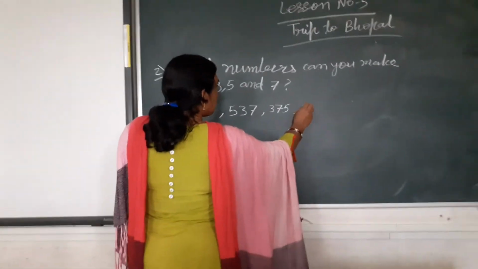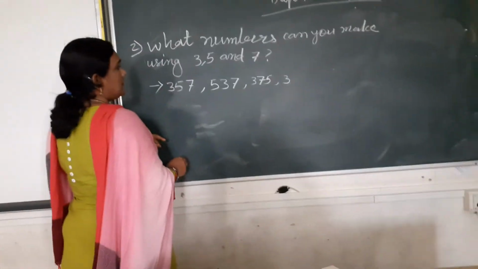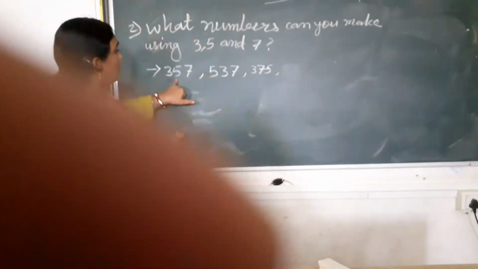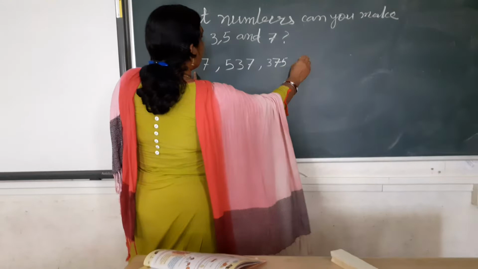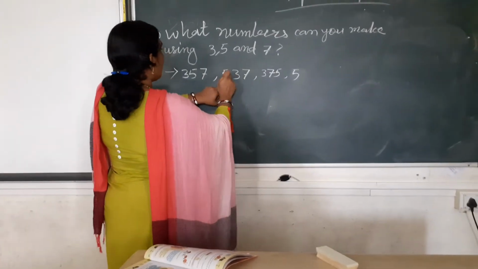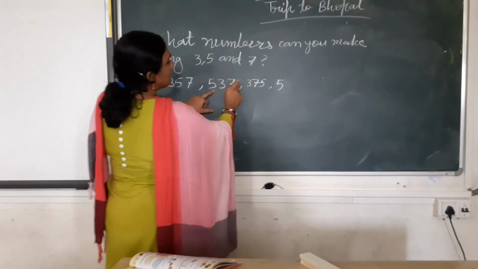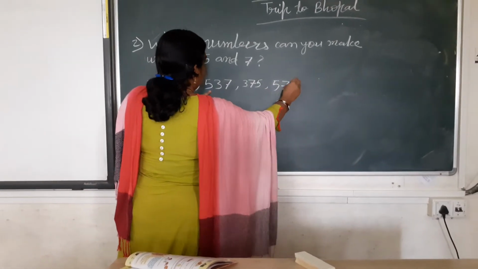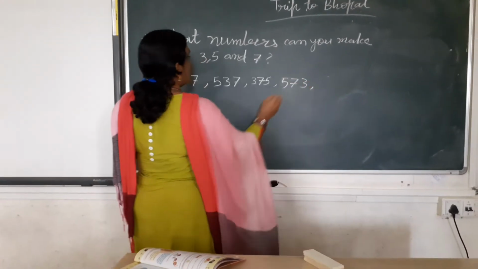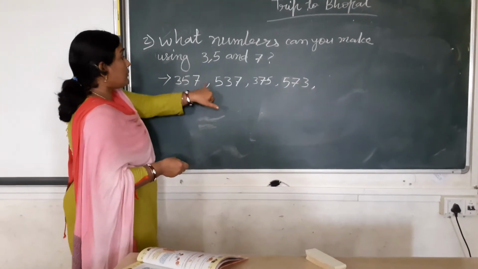Now 5 I will keep here in the same position. 7 I will take here in the second position and 3 I will take here. So 7 and 3, 573.